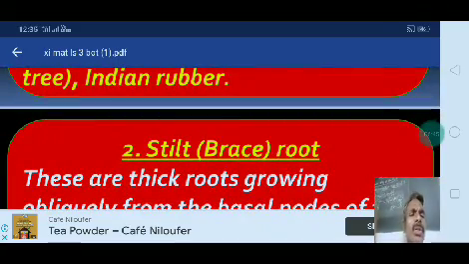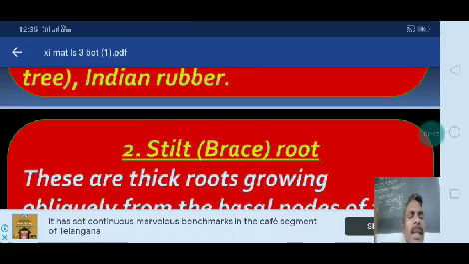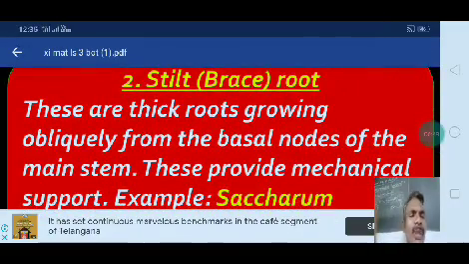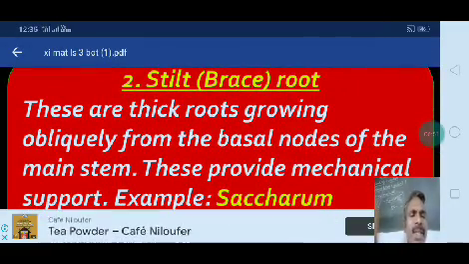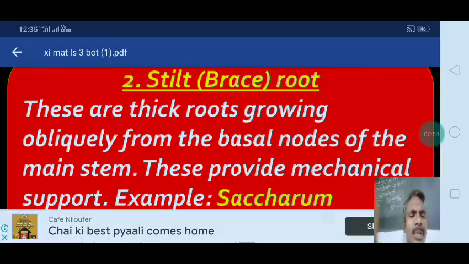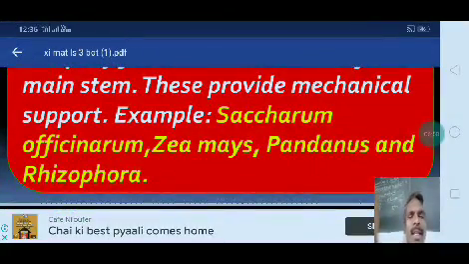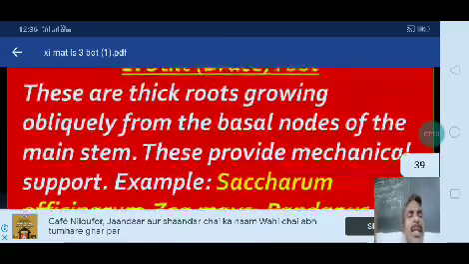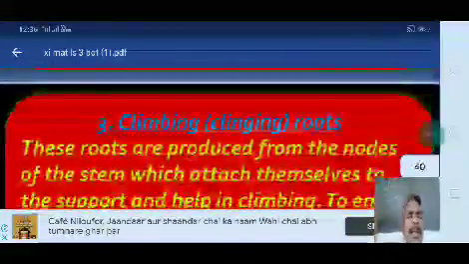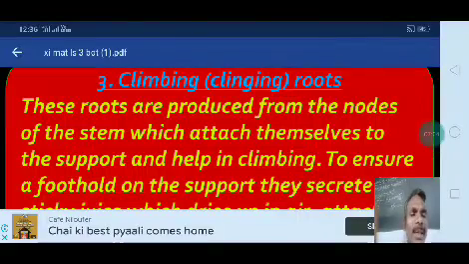And stilt root, there is brace root. These are thick roots growing obliquely from the basal nodes of the main stem. These provide mechanical support. Example, Saccharum officinarum, Zea mays, Pandanus, and Rhizophora. These come under stilt roots.